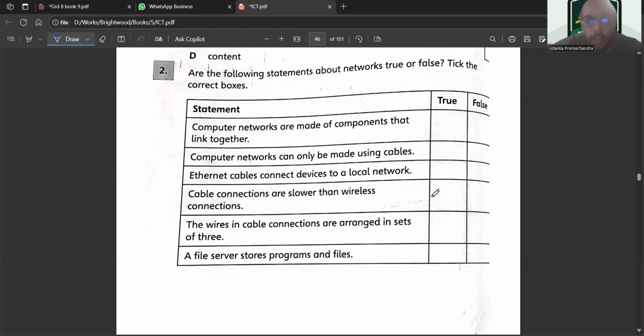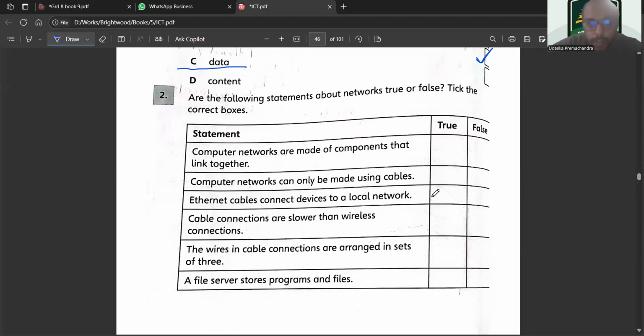I think you have your workbook. If you do not have the workbook, please write down the answers in your book and later, at home, please complete that one. Okay, write it down. Are the following statements about networks true or false? Tick the correct boxes. Yes.